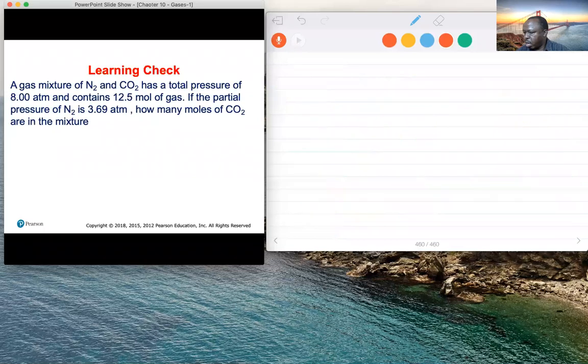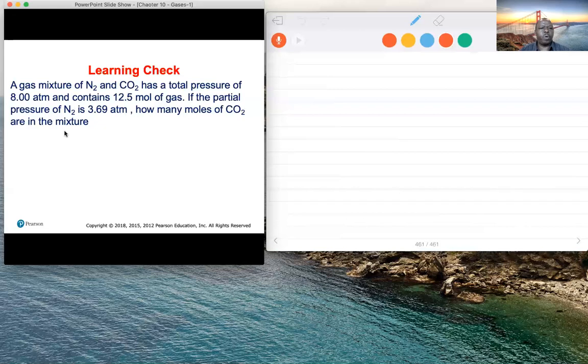With that, let's see how we use this equation to find the moles of a given gas. A gas mixture has nitrogen gas and carbon dioxide gas, has a total pressure of 8 atmospheres and contains 12.5 moles of gas. When we say a gas mixture, that means we have this and that, so the total number of moles is 12.5 moles. Now, if the partial pressure of nitrogen gas is 3.69 atmospheres, how many moles of CO2 are in the mixture?